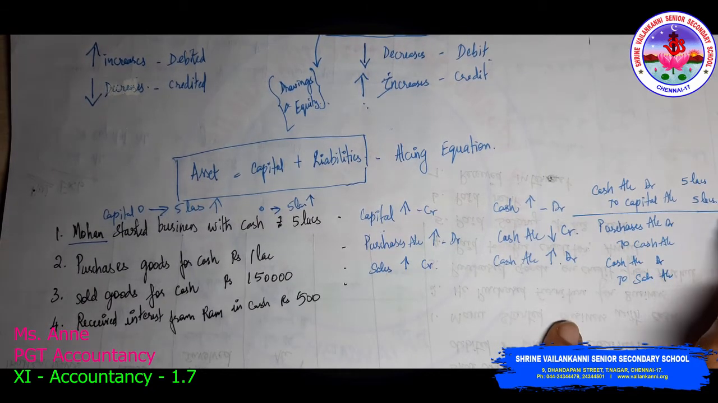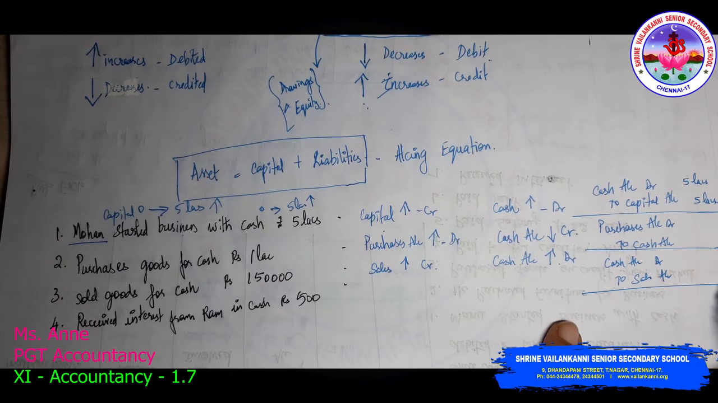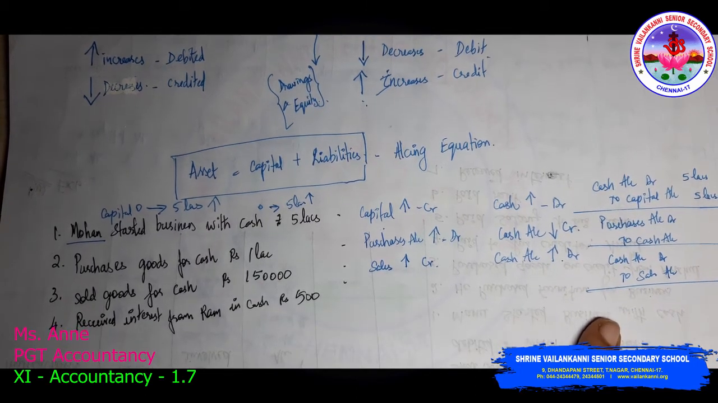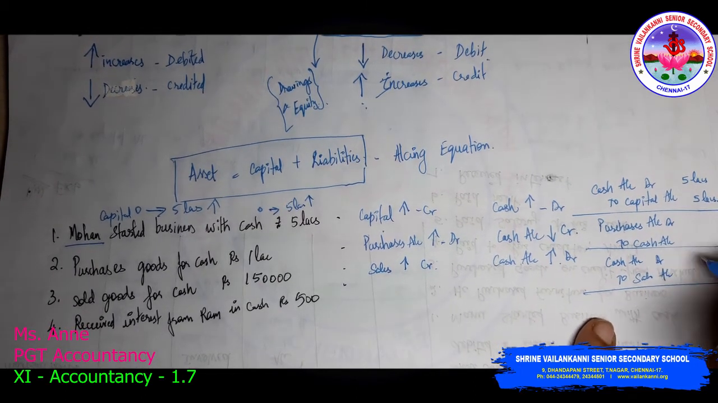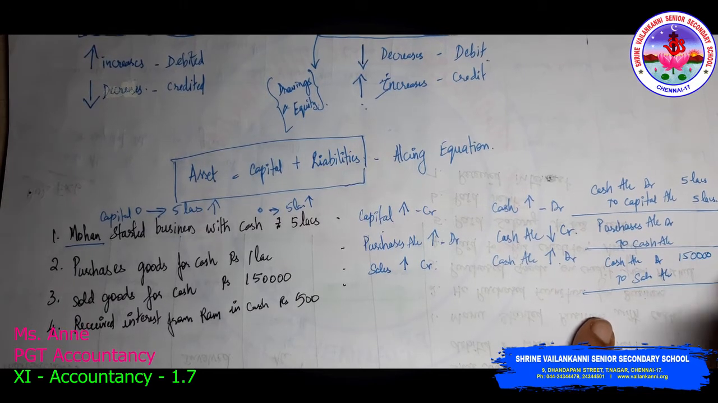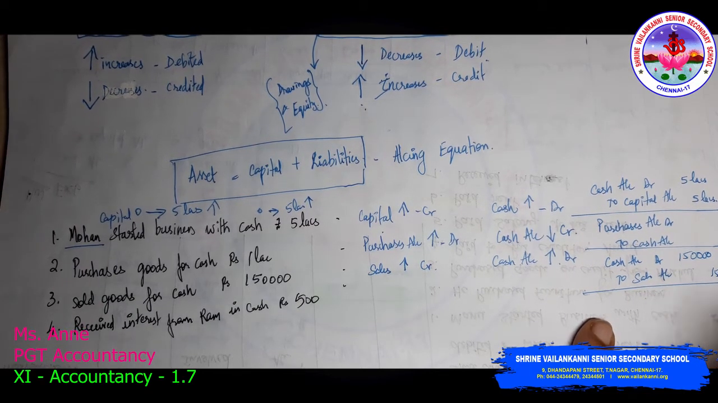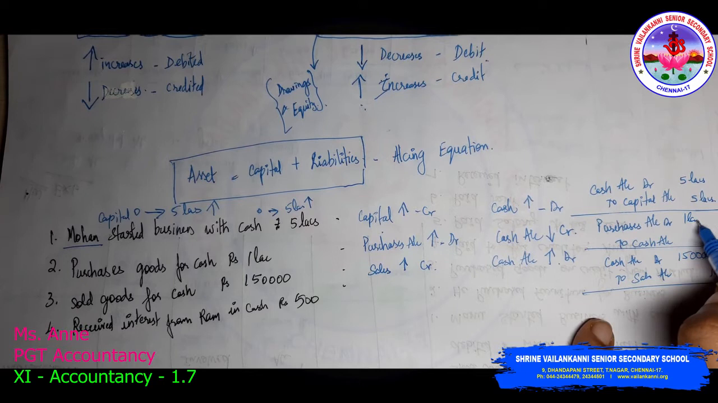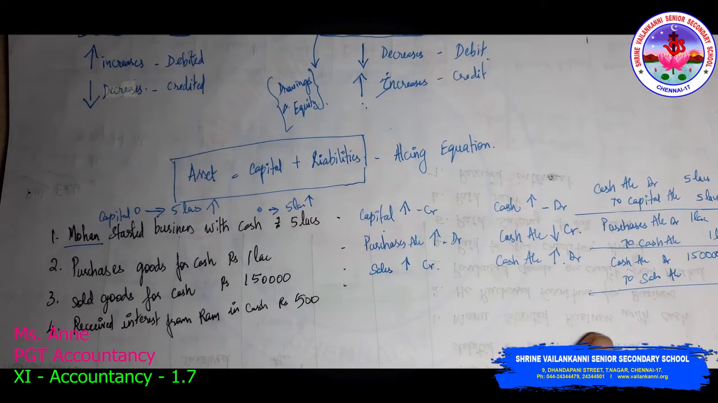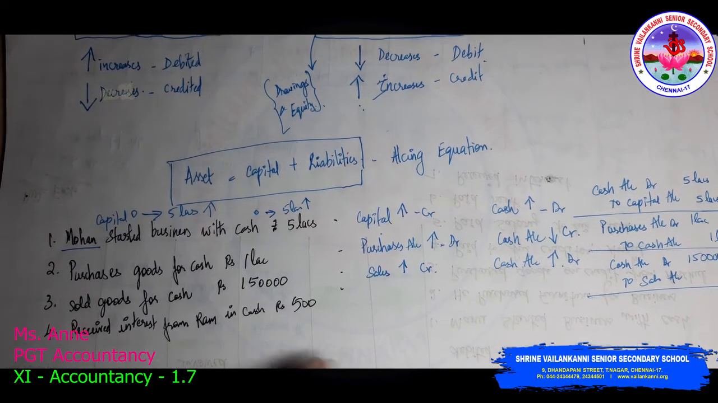So I am just differentiating these entries so that it will be very easy. So 1,50,000 here, 1,50,000 here. Here it is 1 lakh, 1 lakh and 1 lakh. So just try to understand how it works.